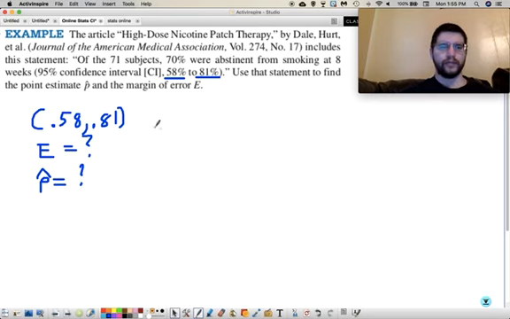So E, we calculate the mid-range. Upper minus lower divided by 2. And let's just look at the formula for a second. Let's see why this works.